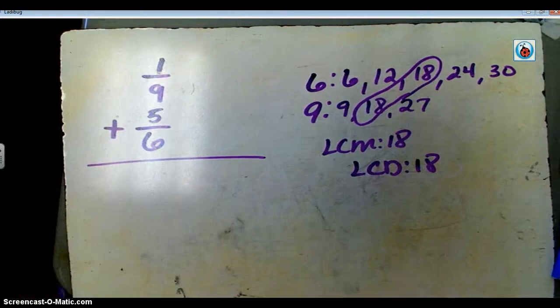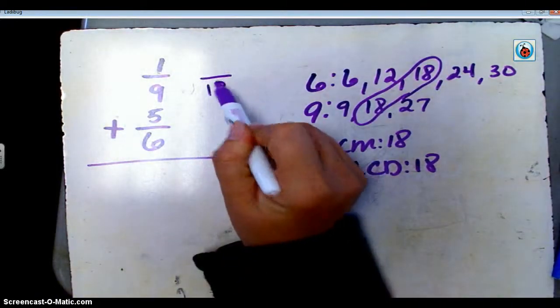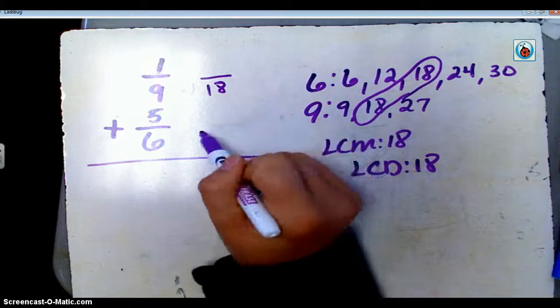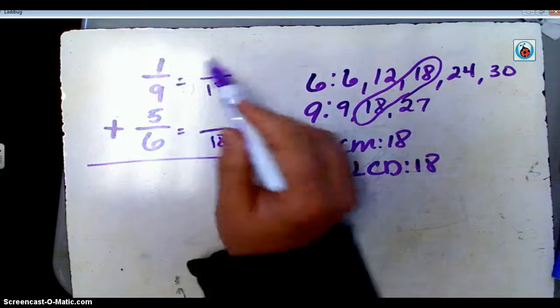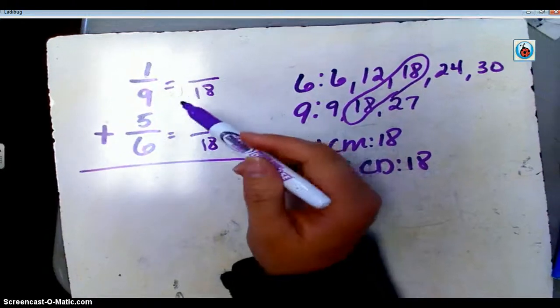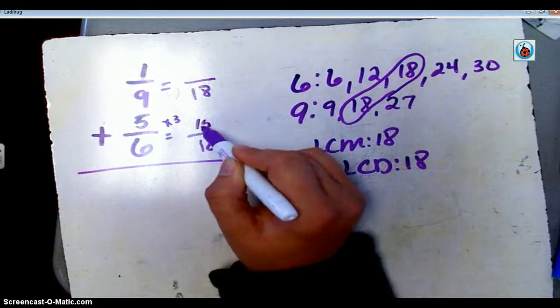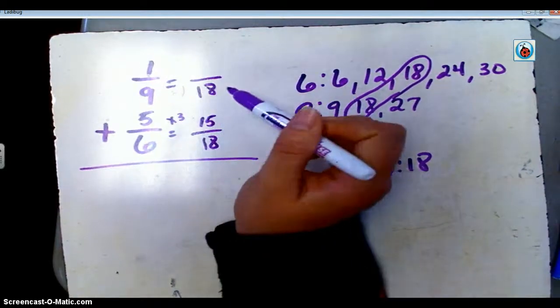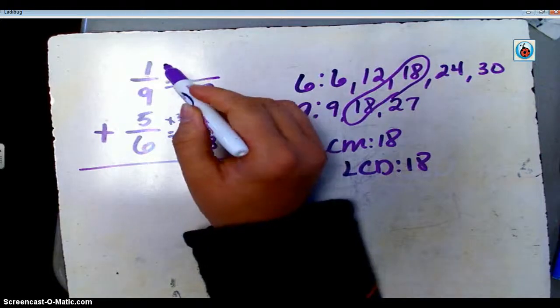What do I do now? Kaden. You put a line, my fraction bar, and I put 18 as the denominator. And then you do 6 times 3. 6 times 3 equals 18. So then what? 5 times 3 is 15. Okay. What about up here? 9 times 2 equals 18. So 1 times 2 equals 2.